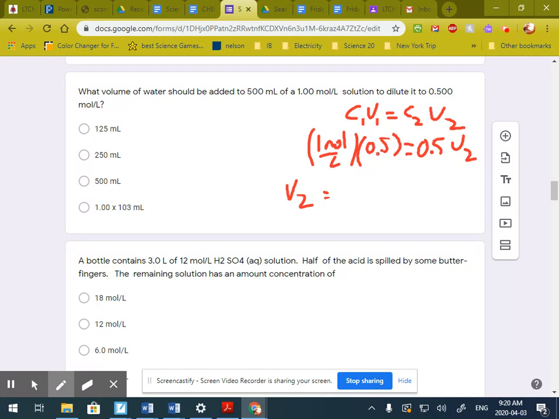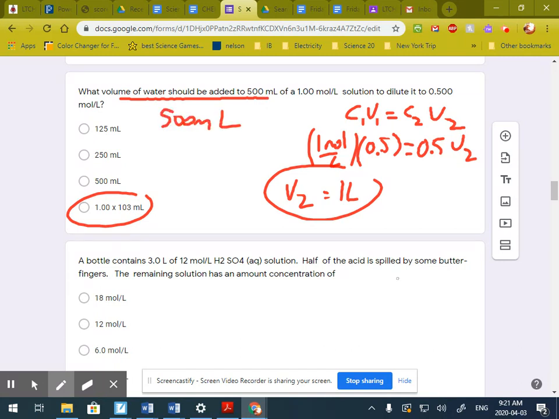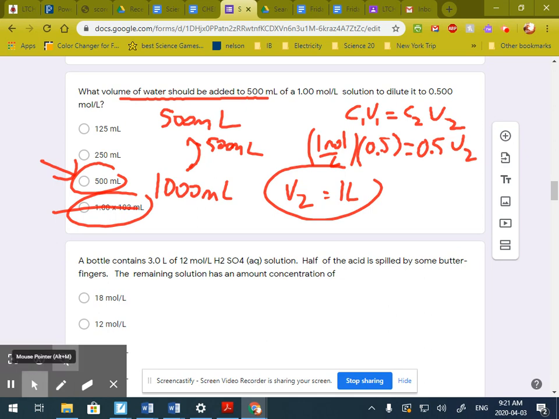Okay, so when we divide this out, we get 1 liter, right? Now, a lot of people picked this answer. You're right, that's the total volume, but it says what volume of water should be added. So if we start with 500 milliliters and we're going to a liter or 1,000 milliliters, we have to add 500 milliliters to get to that final volume. So that's why it's 500. I know, that's a mean question.